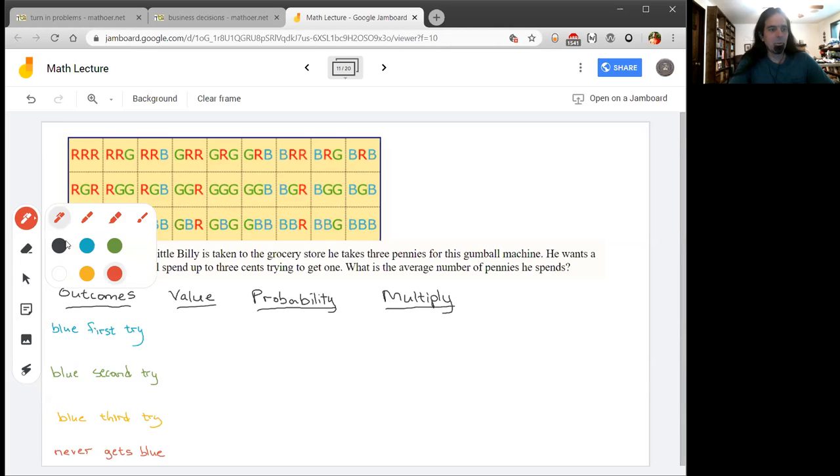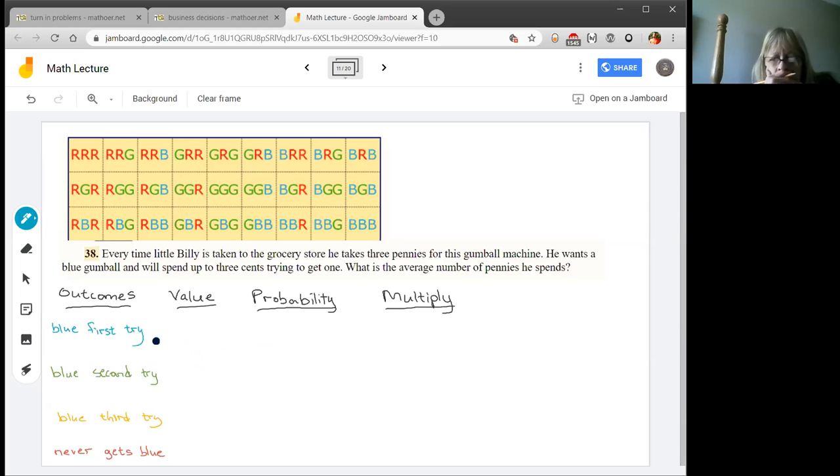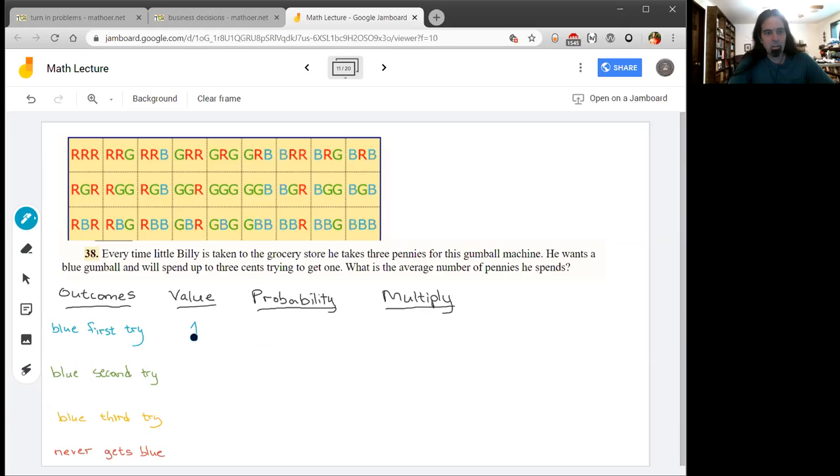Okay, what are the values for these? If he gets blue on his first try, that is 1 cent.